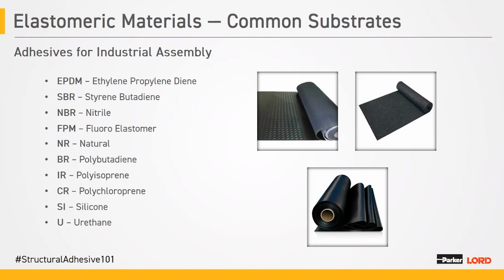Adhesives for industrial assembly are typically an epoxy or a urethane type product, bonding to things like SBR rubber or styrene butadiene, EPDM, nitrile, fluoroelastomers, polybutadiene or butadiene rubber, isoprene rubber, etc. On all those, we will typically also recommend surface treatment, such as a primer for the materials.